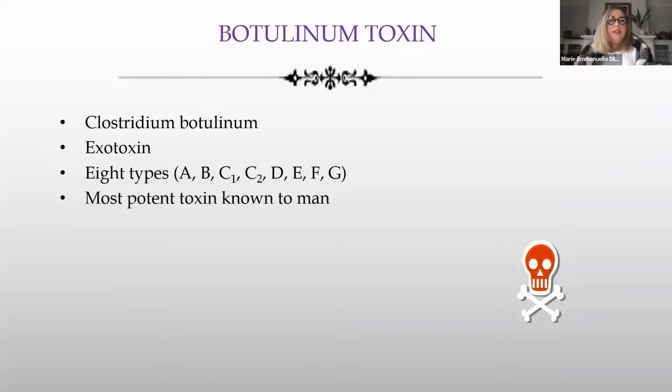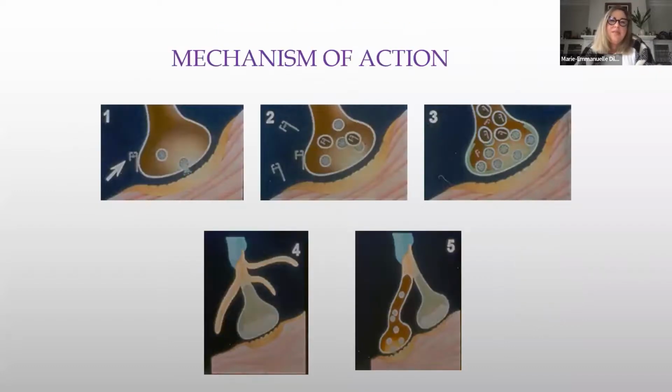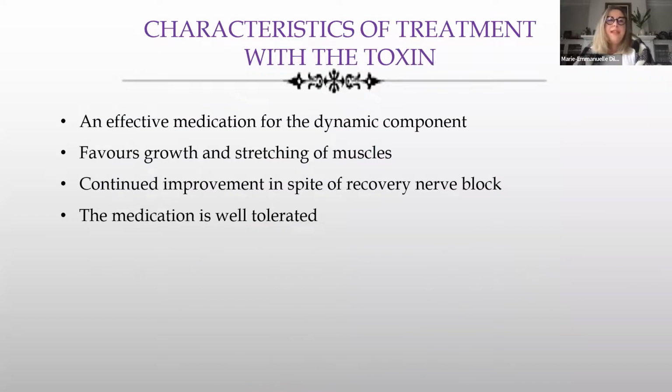So Botox, there are many types. It's a toxin, and it's the most potent toxin known to man. So it's used in minute amounts in the injections. The mechanism of action is it blocks the release of acetylcholine at the end of the neuron so that the acetylcholine doesn't go to the muscle receptor, and therefore it weakens the muscle. It's very effective. It favors the growth and the stretching of muscle because it weakens the muscle so you can stretch better. And it's extremely well tolerated with very little side effects.